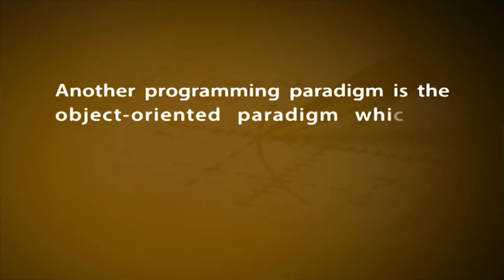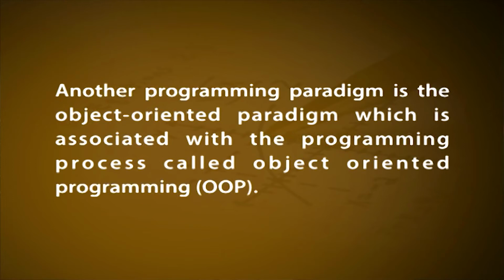Another programming paradigm is the object-oriented paradigm, which is associated with the programming process called object-oriented programming, or OOP. Here, a software system is viewed as a collection of units called objects. These objects are capable of performing the actions that are immediately related to themselves as well as requesting actions of other objects. These objects would be associated with a collection of procedures called methods describing how that object is to respond to the occurrence of various events.